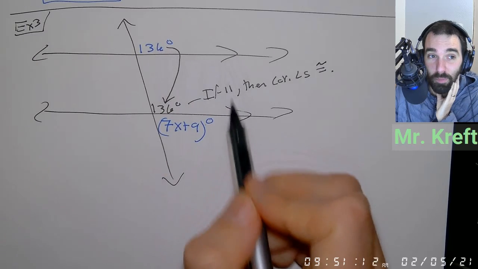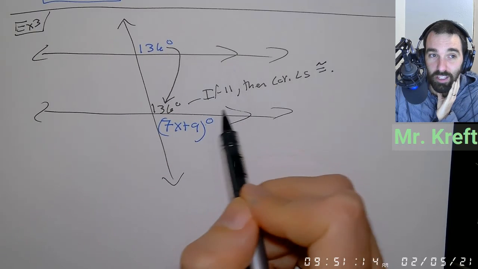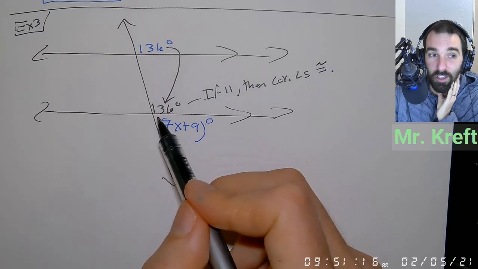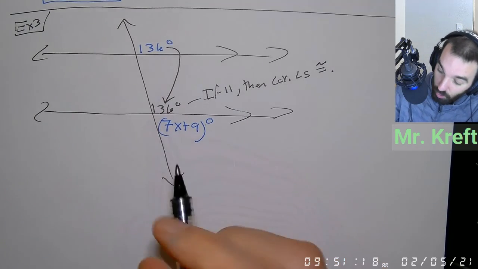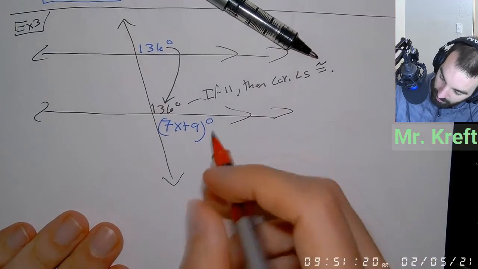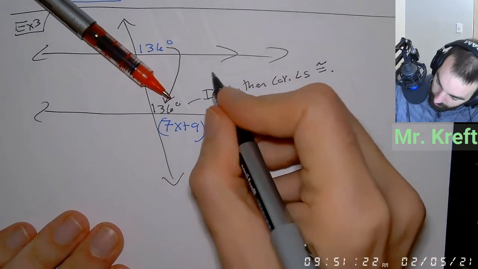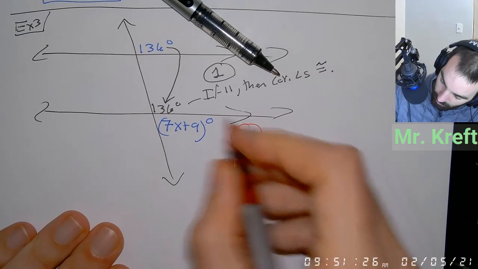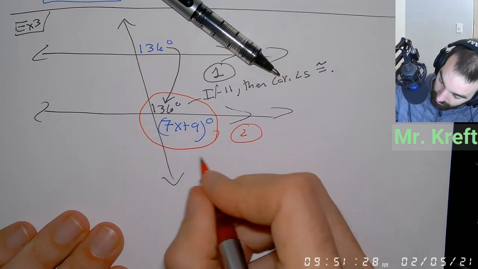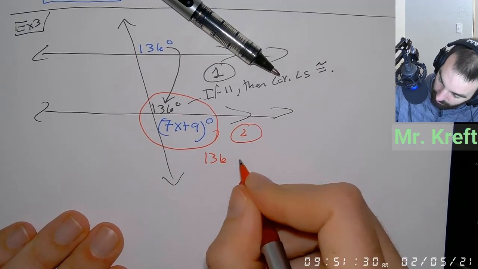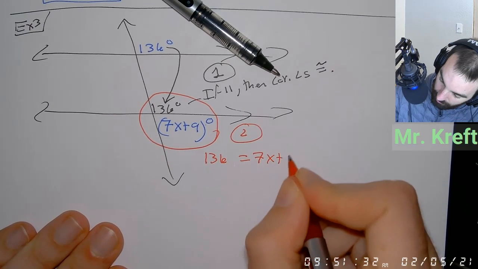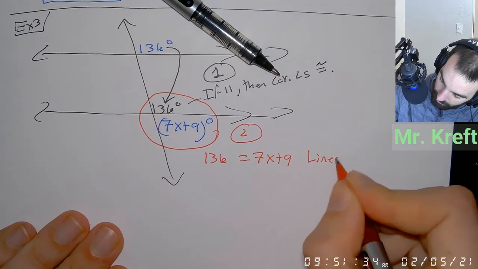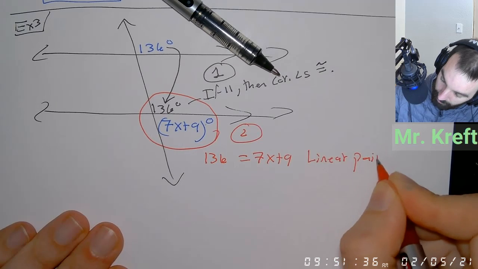If this is 136 and these are parallel, do you guys see how they're parallel? So if parallel, then these angles are going to be the same. If those angles are the same, then, right, so this was step 1. Step 2, that's a linear pair. So 136 equals 7x plus 9, and that is a linear pair.